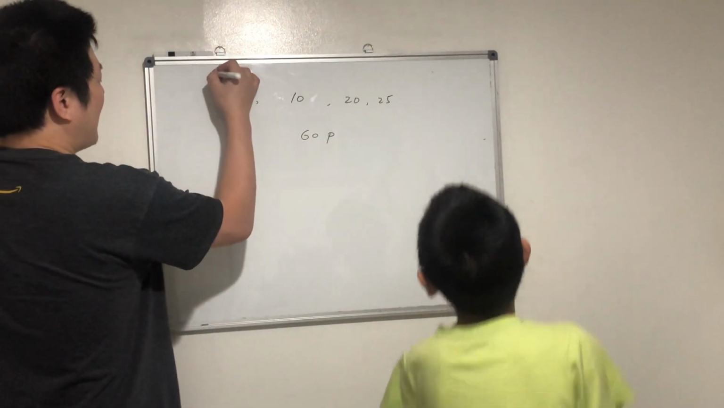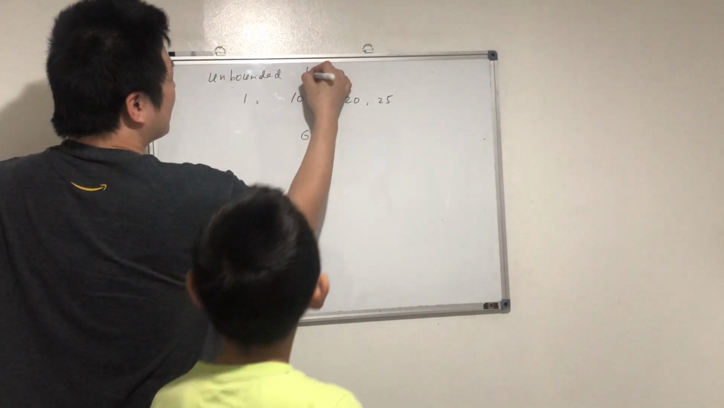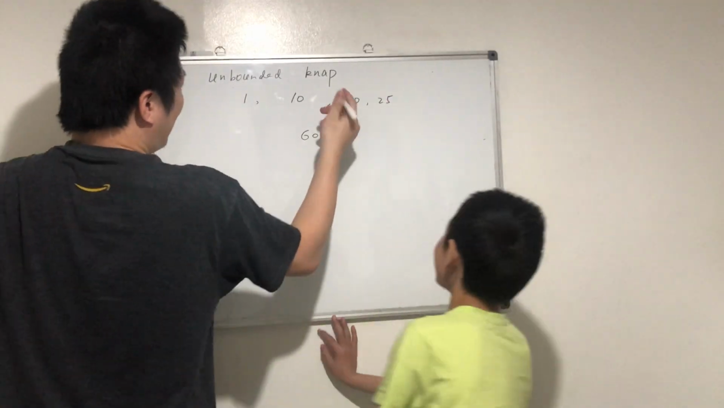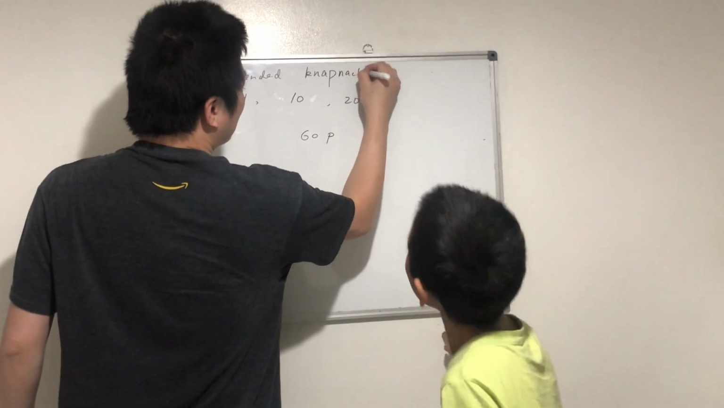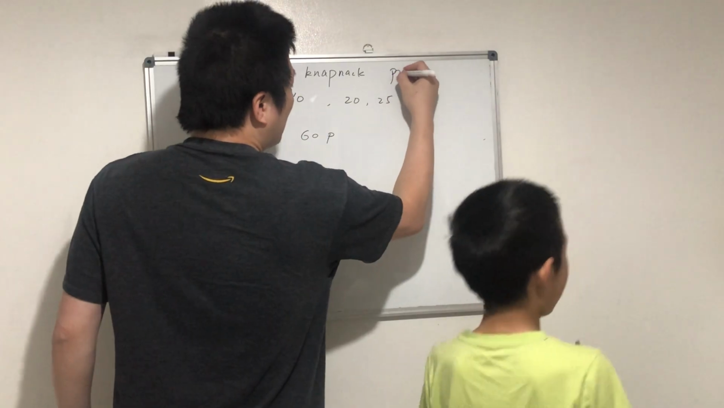You know knapsack, unbounded. What's unbounded mean? Unlimited, there's no bound. And what's knapsack? A bag. Yeah, a big bag. Knapsack problem.